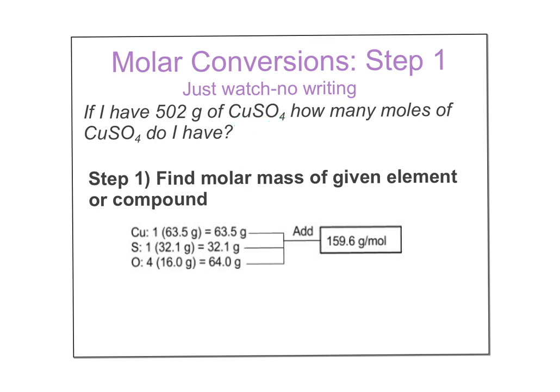So step 1, find the molar mass of this chemical, CuSO4. So 502 is our starting number. It is not the molar mass. We need to use our periodic table to add up the copper, the sulfur, and all of the oxygen. So I take 1 times the mass of copper, 1 times the mass of sulfur, and there are 4 oxygens, so 4 times the mass of oxygen. These masses come from my periodic table. I add up those pieces and I get 159.6 gram/mole as the molar mass of CuSO4. So that is step 1.